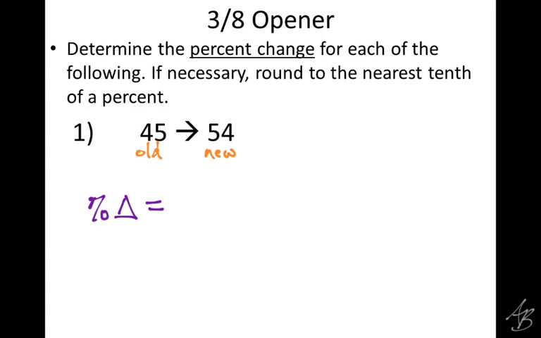And this is just plugging into the formula now. So in that formula, what do we have on top of the fraction? 54 minus 45. Okay, so it's the new number minus the old number. So it's going to be 54 minus 45 divided by the old number, which is 45, and then times 100%. We want to change the result into a percent, so we do that by multiplying by 100%. And what do we end up with?